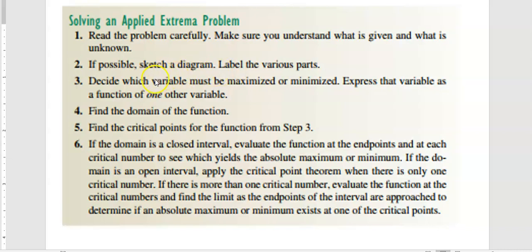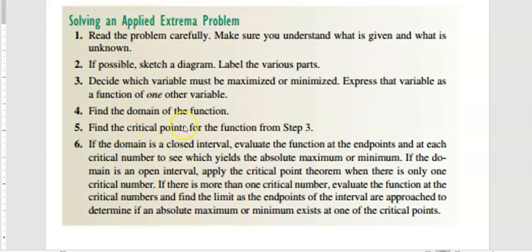Then you want to decide what are you trying to maximize or what are you trying to minimize. If you read the problem carefully, it should tell you, are you trying to maximize something or are you trying to minimize something? Then you want to write your equation so that your equation only has one variable in it. Of course, you also want to keep in mind what the domain of the function is, because sometimes you'll get multiple answers, and depending on the constraints of the problems, some answers may not make sense.